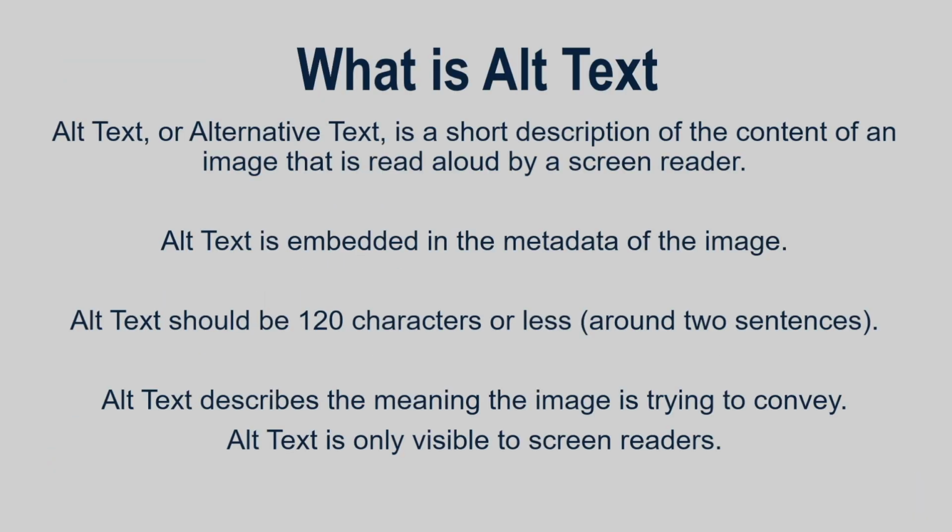So, what is alt text? Alt text, or alternative text, is a short description of the content of an image that is read aloud by a screen reader. Alt text is embedded in the metadata of the image. Alt text should be 120 characters or less, or around 2 sentences. And alt text describes the meaning the image is trying to convey. Alt text is only visible to screen readers.